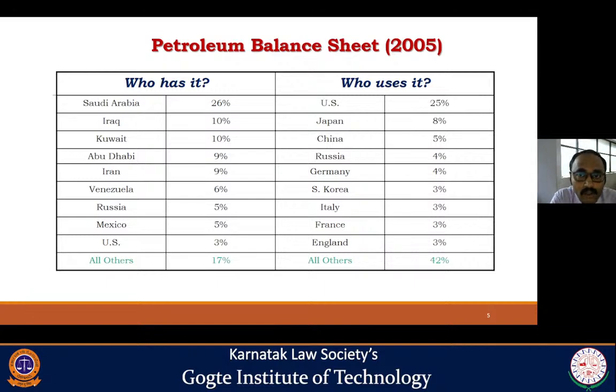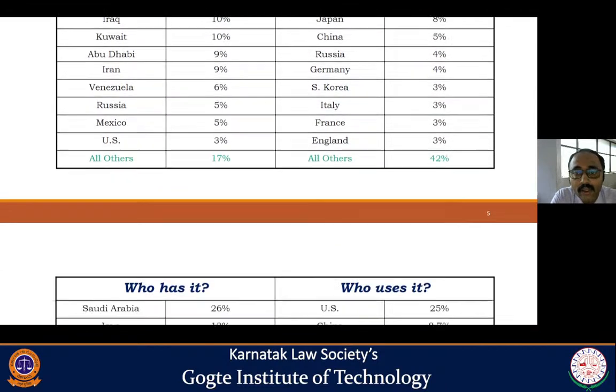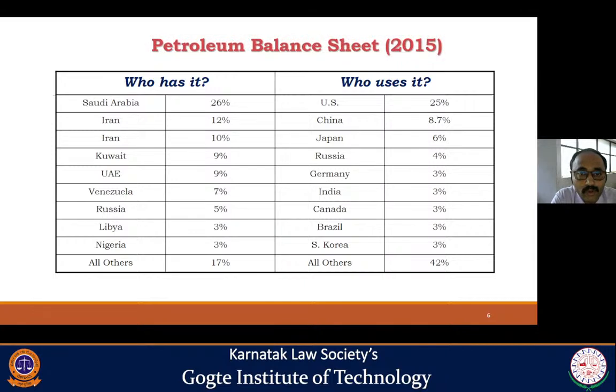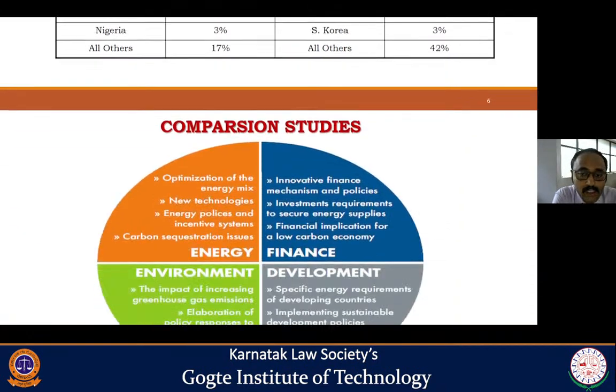We don't have an account of these petroleum products. There is no renewable form that we have, and all others also, 42% is where we line up, right? If you see the balance sheet of 2015, again you can see India has come into the picture, right? We were using 3%, and if I see today, 2025, we account for nearly 10% of it. So that is why the subject, energy and environment, is introduced.